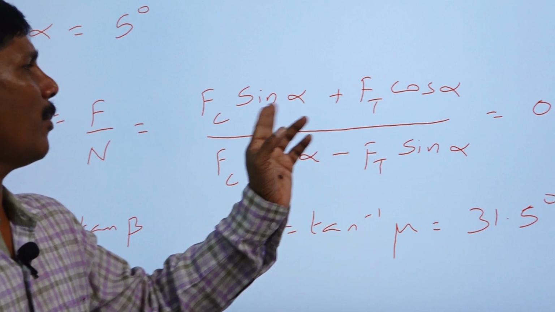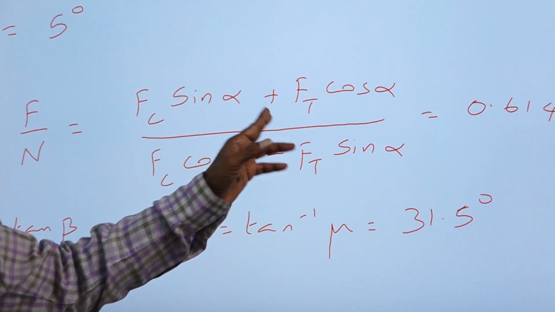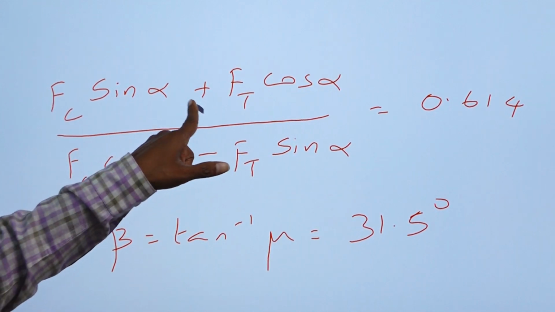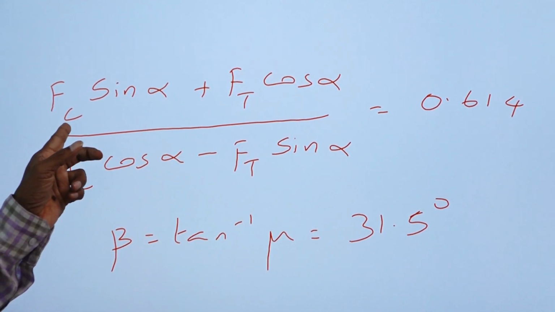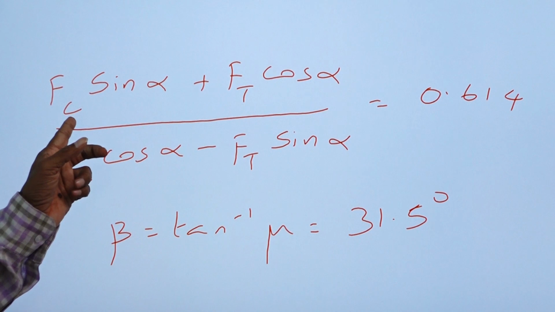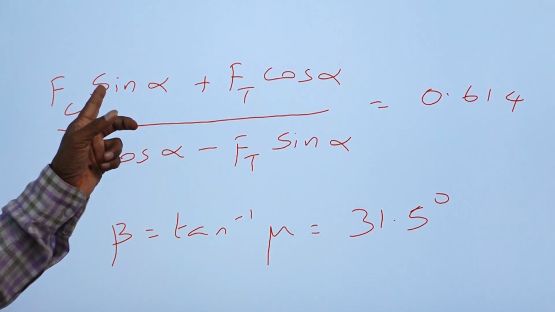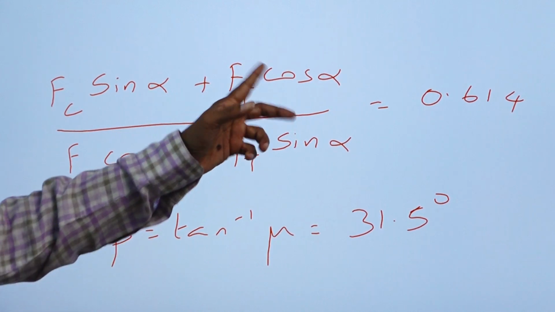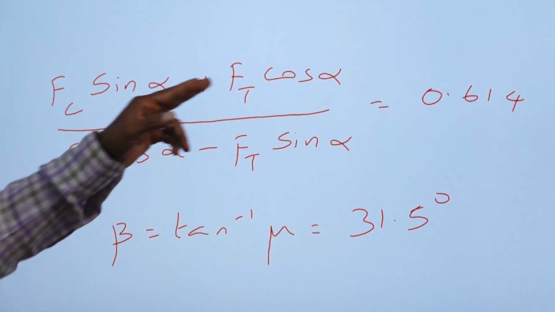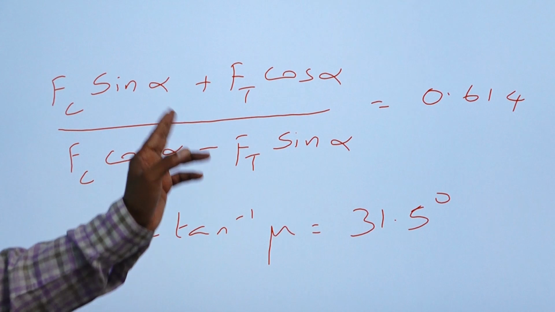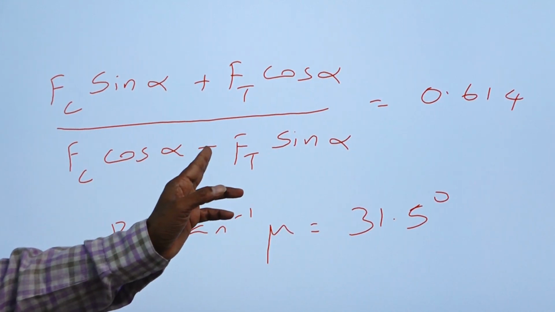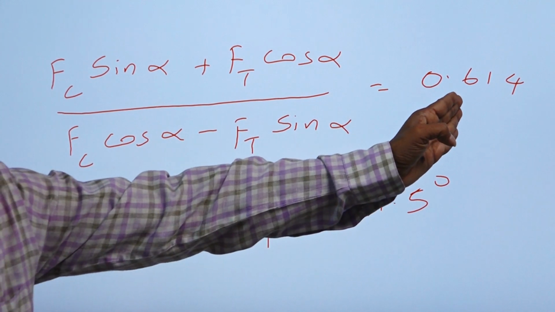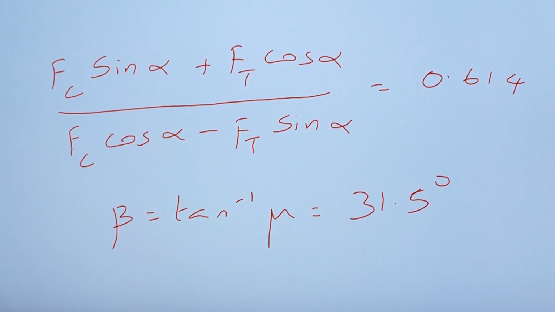You can remember this formula: the plus symbol will come at the top and the minus symbol at the bottom. We can easily identify: for Fc, here it will be sin, so you should remember Fc sin alpha plus Ft cos alpha. Here it is reverse: for Fc, cos alpha will come and Ft sin alpha will come, so it is negative. After substituting the values, we are getting 0.614.